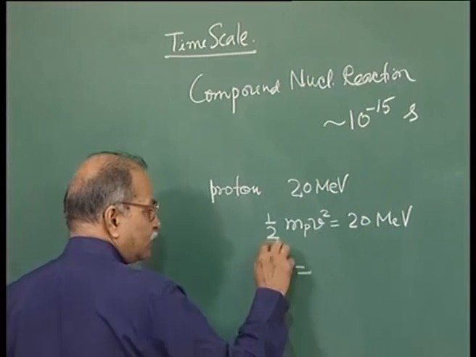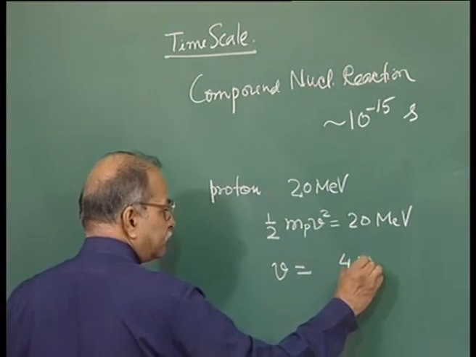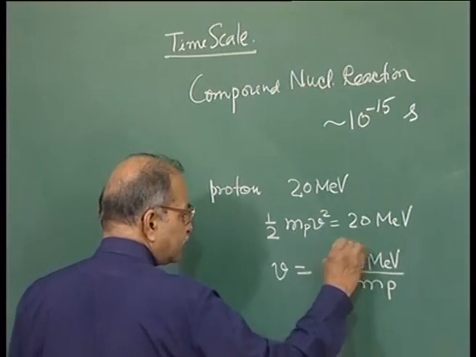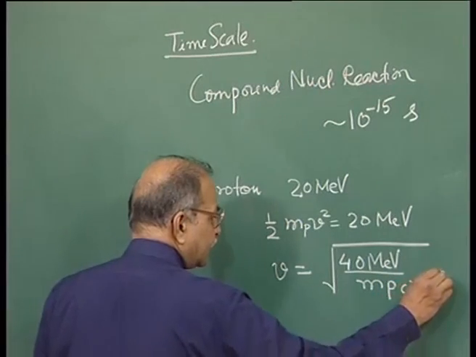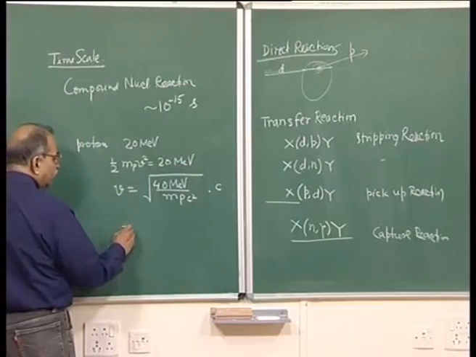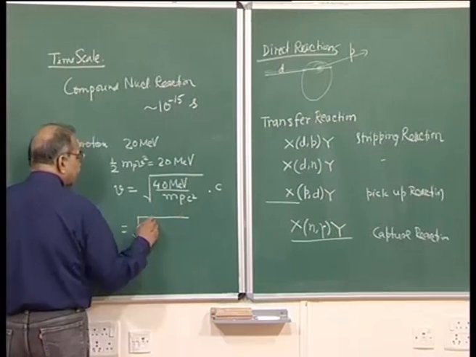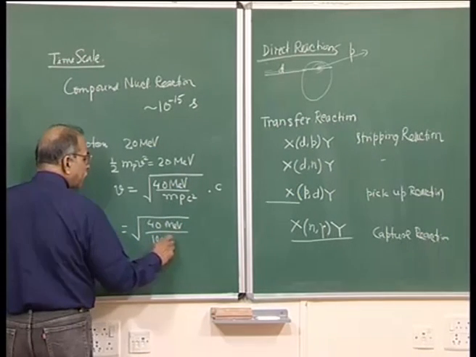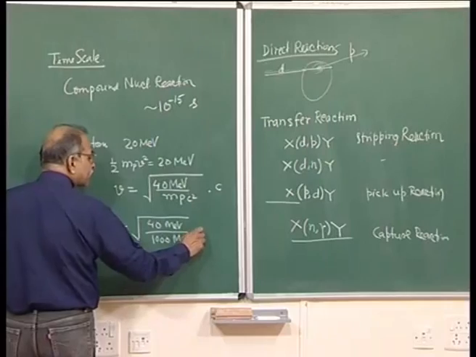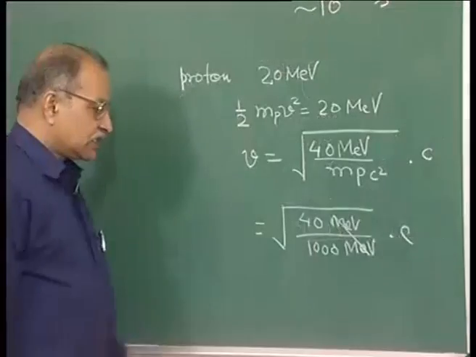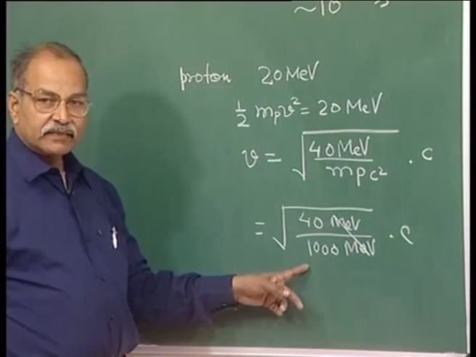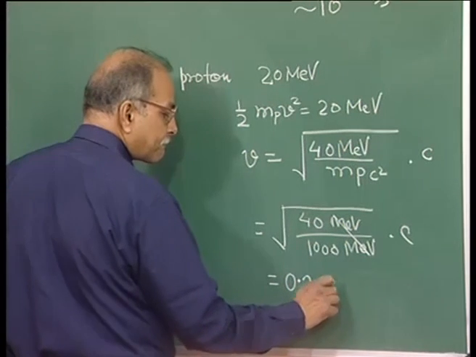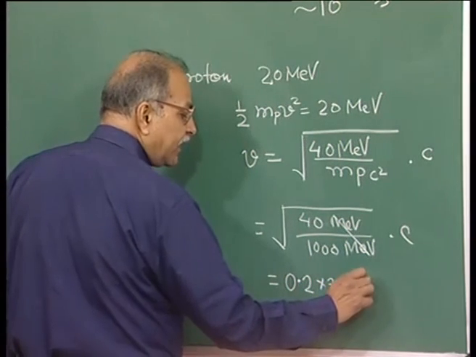So, v will be equal to the square root of 40 MeV divided by the mass of the proton. Multiplying c squared and c here, and for rough calculations putting m_p c squared as 1000 MeV, times c, this is 4 by 100. So, 2 by 10, something like 0.2 c, that is about 6 times 10 to the power 7 meters per second.